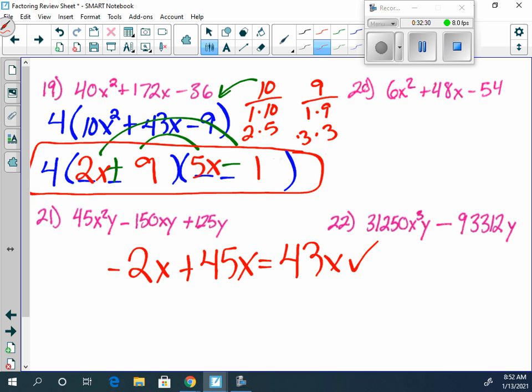Any other questions on this here? So we're good with 20, 21, and 22. Yes? 22?